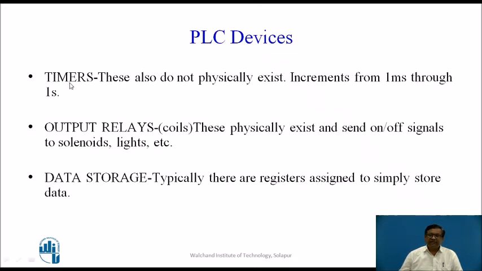Then we can use timers in a ladder diagram. These timers also do not physically exist, because they are implemented in software, and they may increment from say 1 millisecond through 1 second. That means the increment for every pulse of an input signal can be after 1 millisecond or after 1 second. This can be implemented. Then we have output relays. These output relays physically exist and send on or off signals to solenoids, motors or lights.